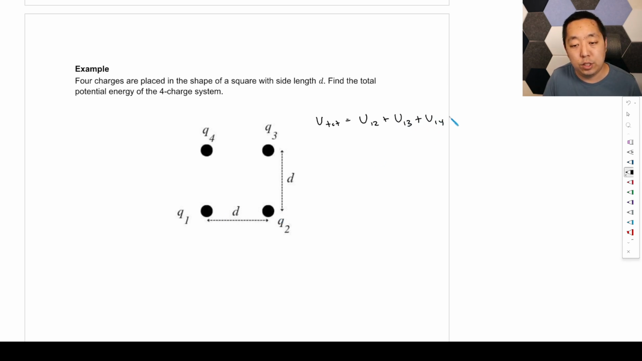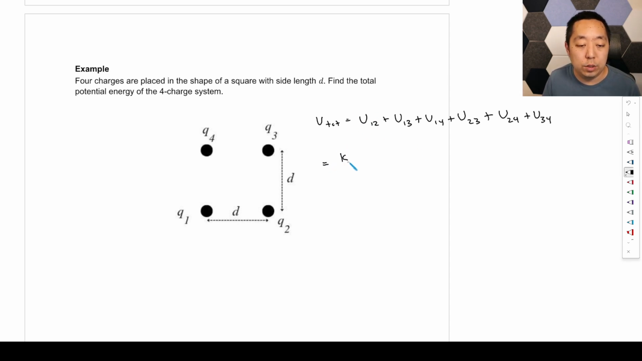Okay, and then let's go to charge 2. We don't want to do 2 and 1 because we already handled 1 and 2. So we go 2 and 3, and then 2 also paired with 4. And then last, we go to charge 3. It's already been paired with 1 and 2, so we just have 3 and 4. And 4 doesn't have any other pairs because we've already handled all the pairs everywhere else. So that exhaustively handles all of them.